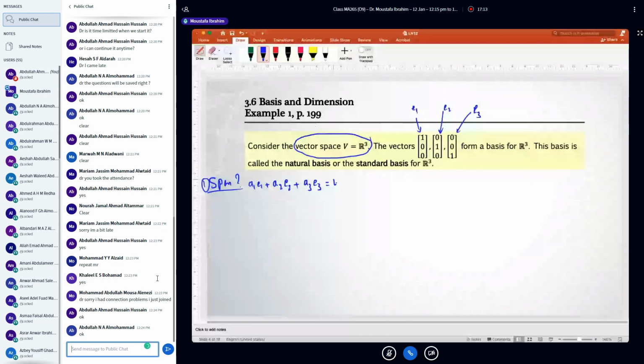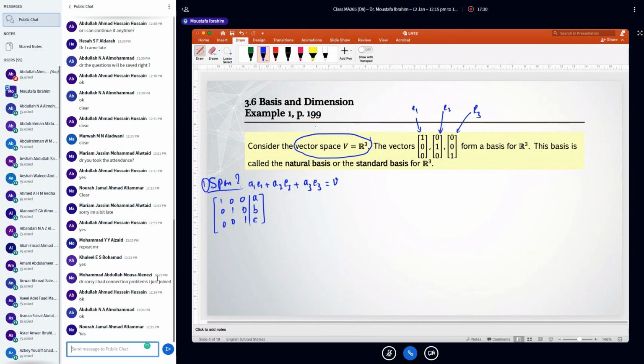Now, directly we move to the augmented matrix. e1 is 1, 0, 0. e2 is 0, 1, 0. e3 is 0, 0, 1. And v is a, b, c. Correct? So here we write the definition, and here we have the augmented matrix.